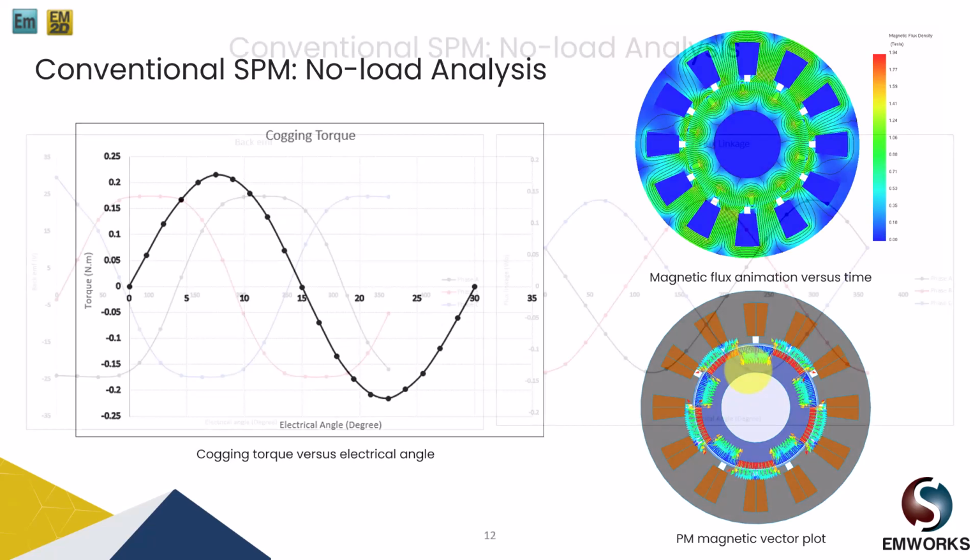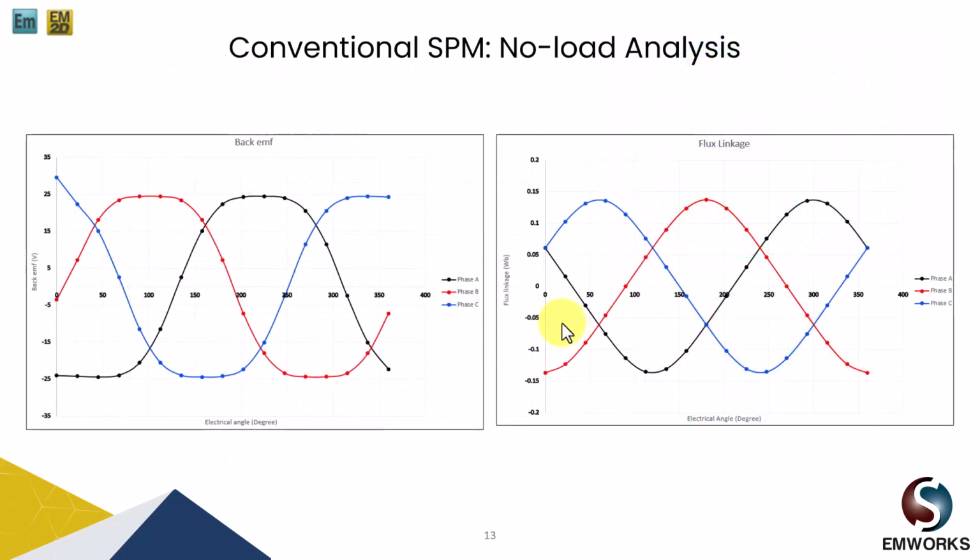For the conventional surface mounted PM motor, we have obtained its back EMF, which is not very good, as it is not close to sinusoidal and contains a lot of harmonics, and it's all due to its magnet arrangement. Since it has a radial flux surface mounted PM motor, it gets a very flat top at the back EMF, and we can also see its flux linkage, which is sinusoidal in nature due to its winding arrangement.